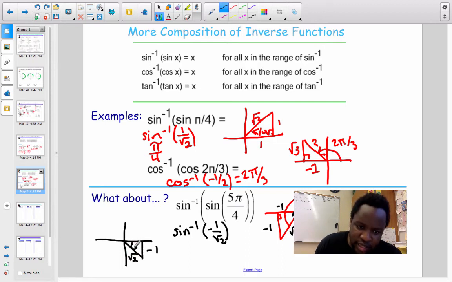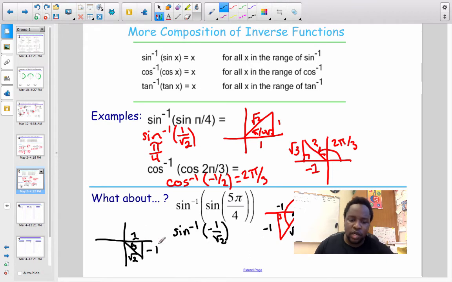What's this theta then? The side is going to be positive 1. So if we have 1, negative 1, and square root 2, this looks like an isosceles triangle. So it's a 45, 45, 90 triangle, or pi over 4, pi over 4, pi over 2 triangle. And so this angle is going to be negative pi over 4. So the answer of this ends up being negative pi over 4.